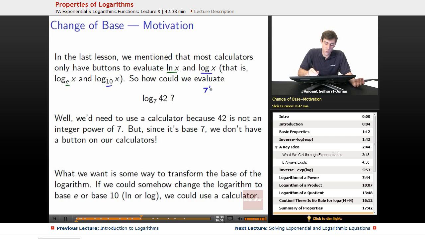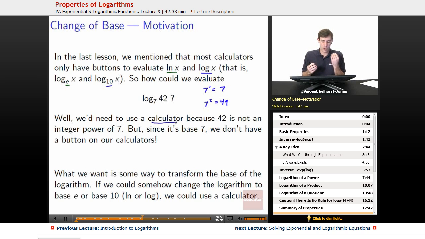Well, 7 to the 1 equals 7, and 7 squared equals 49. So we see that there's no easy integer number that we raise 7 to get 42. It's not going to be an easy thing. So we need to use a calculator because 42 is not an integer power of 7. But since it's base 7, we don't have a button on our calculators.